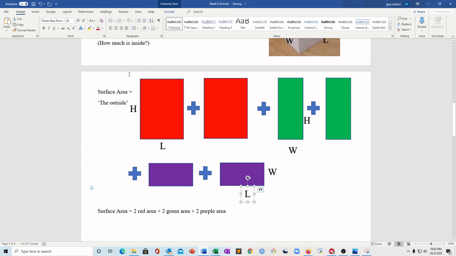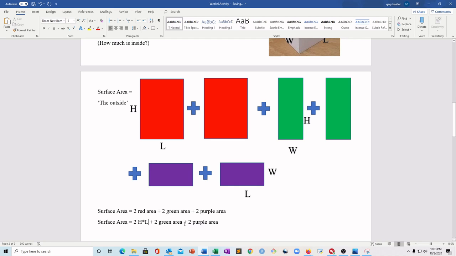Okay, so we know this is the height, this is the length of the original 3D shape. This is the width of the original 3D shape, and this is the height. This is the length of the original 3D shape, and this is the width. So then we can rewrite this as the red area, just using our 2D formulas, is height times length.